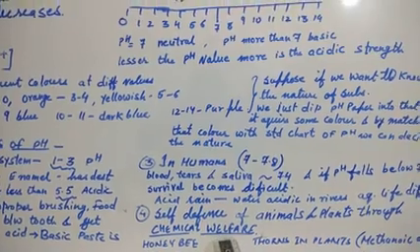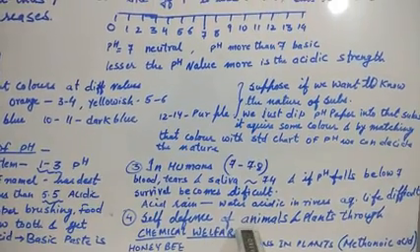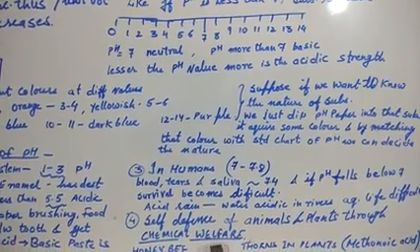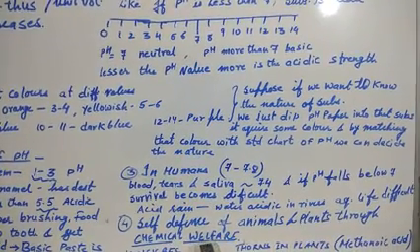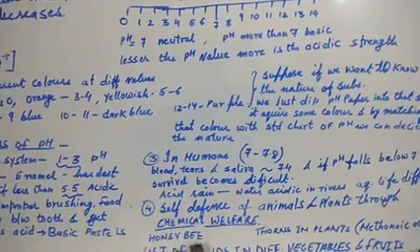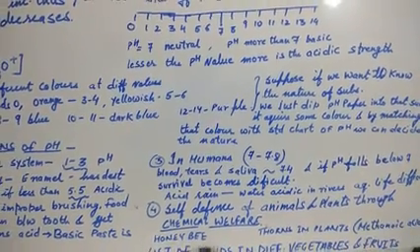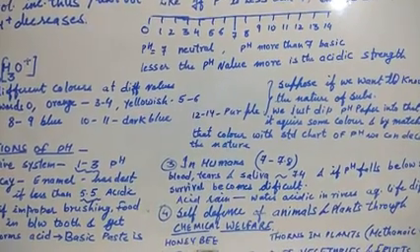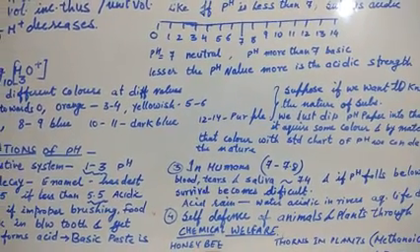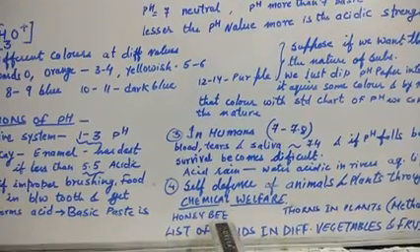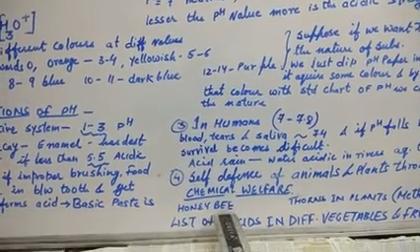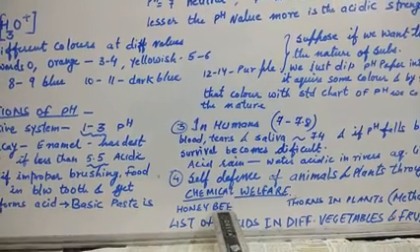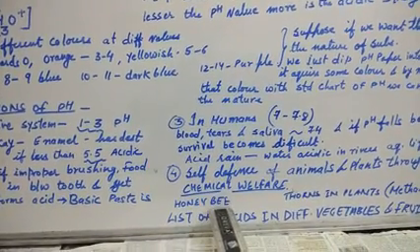Now I am taking the next topic, that is self-defense of animals and plants through chemical warfare. Different chemicals are present in animals and plants, and by using those chemicals they protect themselves. Like in the case of the honey bee, when it bites, lots of irritation takes place. Why? Because it contains some acid, and when that acid gets injected in our body, we feel irritation.